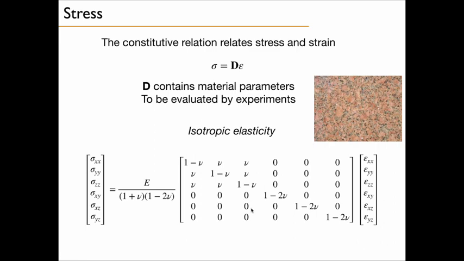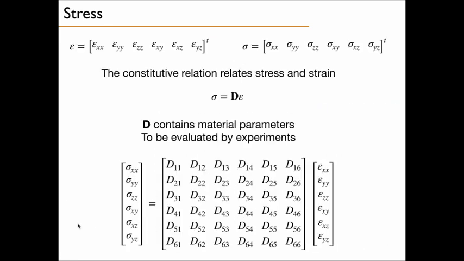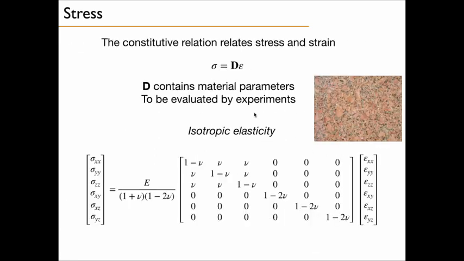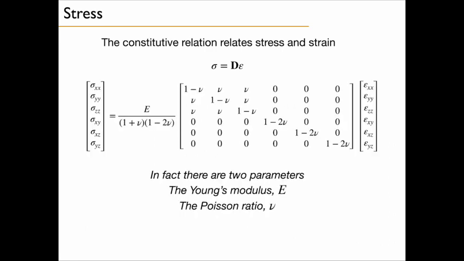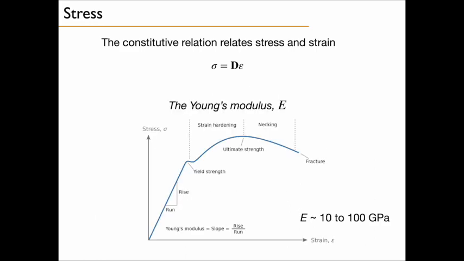And you see a lot of zeros have appeared here. So a lot of these coefficients from the very dense matrix here are simply vanishing under the assumption of isotropic elasticity. So E, the Young modulus, and nu, the Poisson ratio.